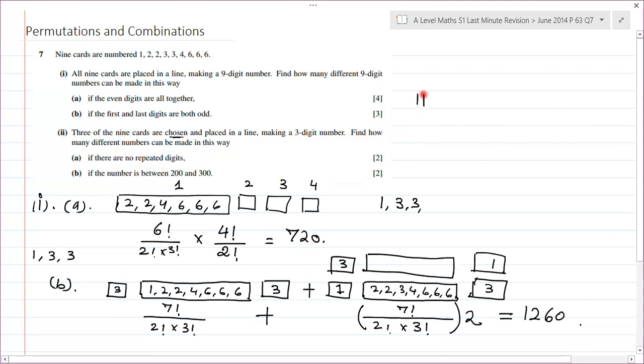So part two, I'll just do over here. Part two, if there are no repeated digits and three of the numbers are chosen. So what numbers do we have? We have 1, 2, 2, 3, 3, 4, 1, 2, and 3 sixes.